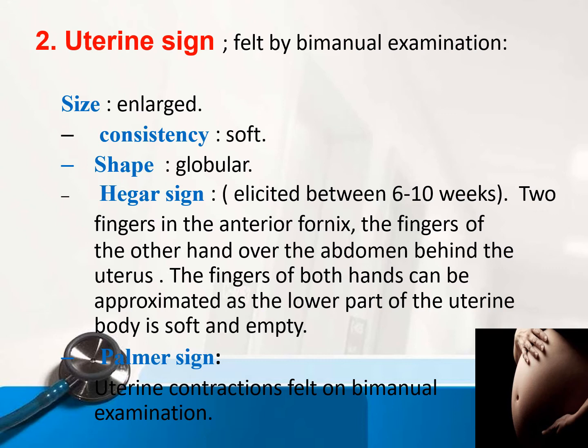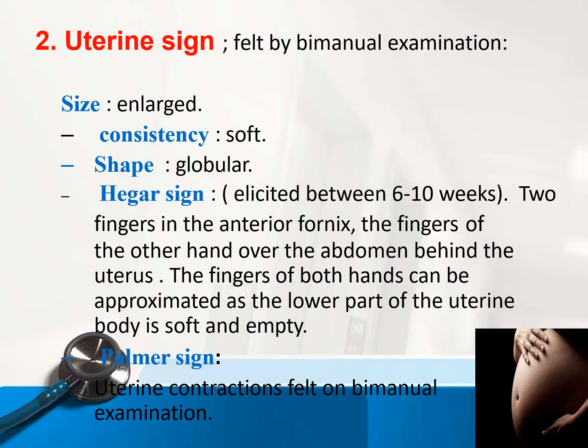The vaginal hand and the abdominal hand will feel as if these two fingers are getting approximated, and it is due to the emptiness of the lower part of the uterus. The fetus will be in the upper segment of the uterus, and it is also small in size. So the lower pole will be empty, and that is known as Hegar's sign.